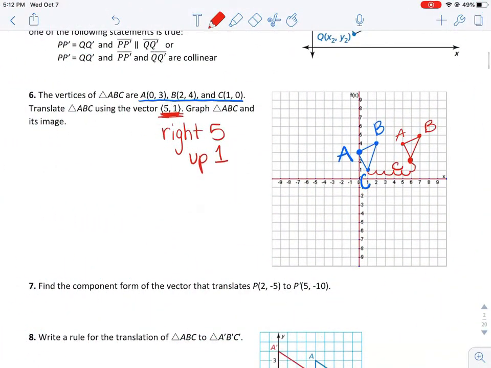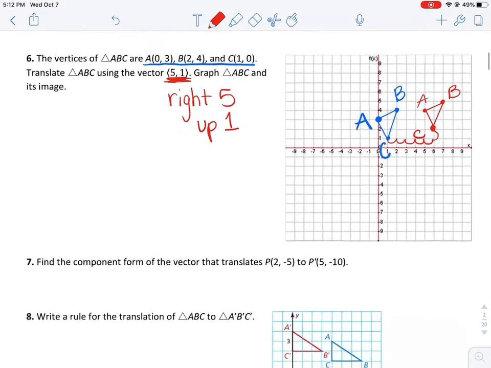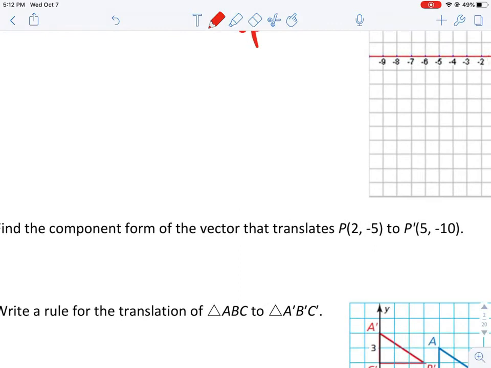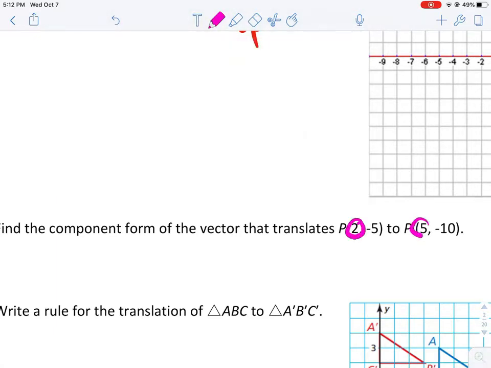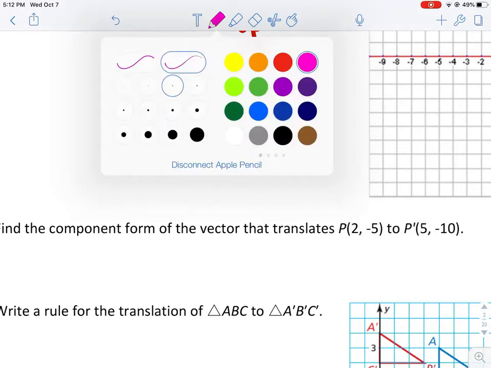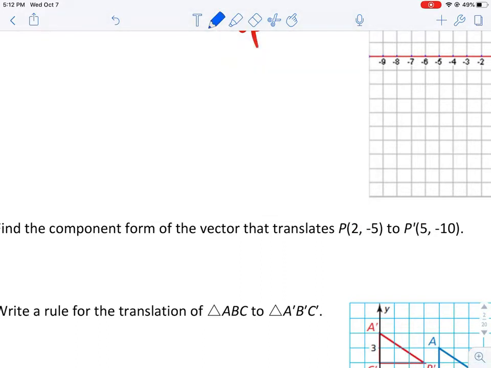Let's look down here at number 7. It says find the component form of the vector that translates the point P (2, -5) to P prime (5, -10). So we are asking ourselves, how did this point 2 become the point 5? Well, we added 3. Oh, I went backwards. I'm trying to get 5 as the result. 2 plus what is 5?